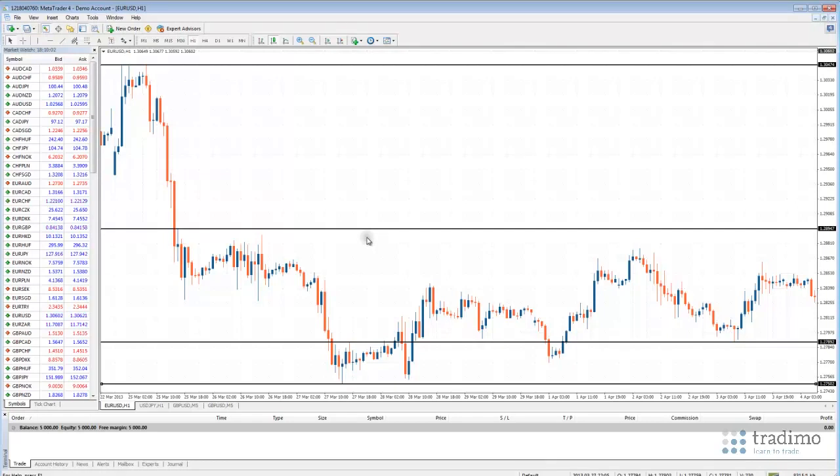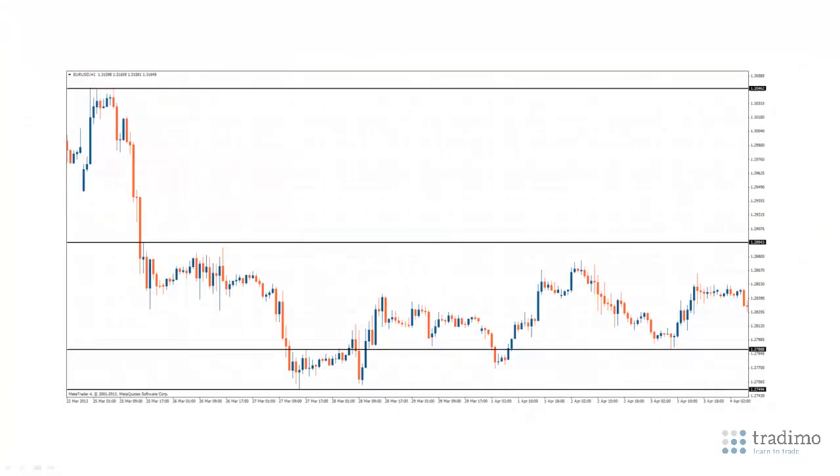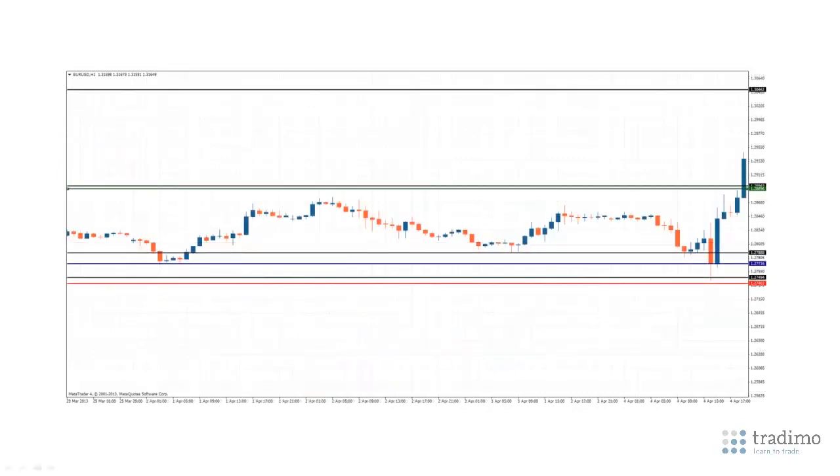Now that all the levels are marked, the next step is to look for trading opportunities. In this lesson, you have learned how to place support and resistance levels onto a price chart, which we will use in later lessons to help us plan our trades. In the next lesson, we will be looking at how we can trade using support and resistance in a range.